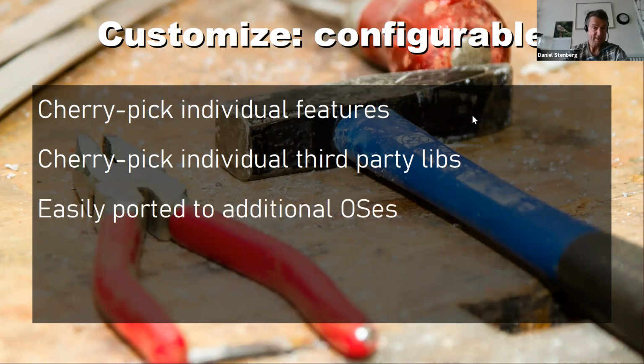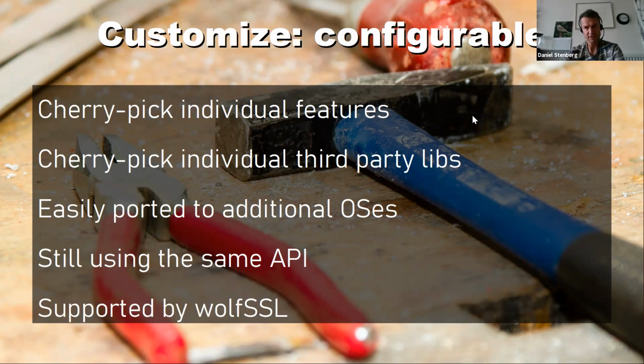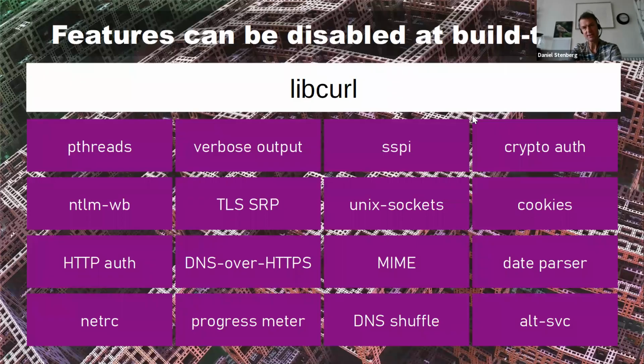cURL is also easily, I call it easily, ported to additional operating systems. It has been ported to a lot of operating systems already, and it's fairly easy to go to another. I'll show you a little slide soon of how many operating systems we already support. And of course, on all these operating systems, even if you switch operating system and go with cURL to a new one, it will still provide the same API. So your application doesn't have to be ported to the new operating system, just cURL, and then you could bring on your application. And of course, we support all that at wolfSSL.